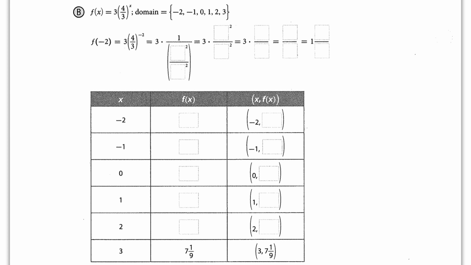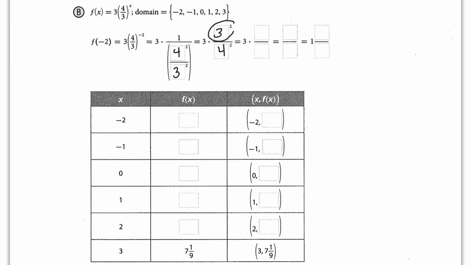B, f of x equals 3 times 4/3 to the x power. The domain that we're going to plug in is -2, -1, 0, 1, 2, and 3. In the first one, if you plug in -2, that turns into 4/3 on the bottom of the fraction. But then you could also think of it as flipped over, because you're dividing by a fraction, so you flip it over. So then the 3 would be on top and the 4 would be on bottom.